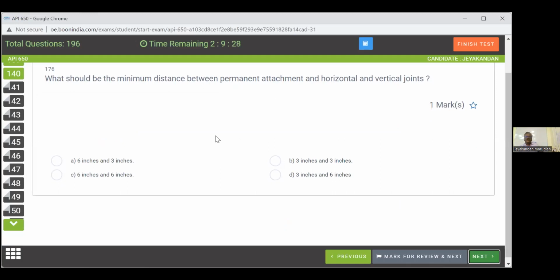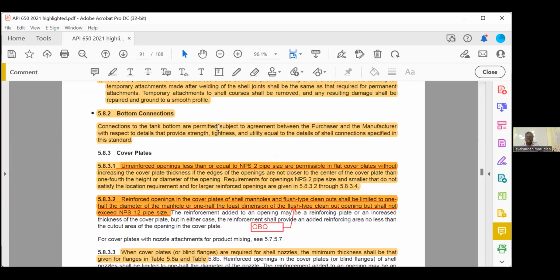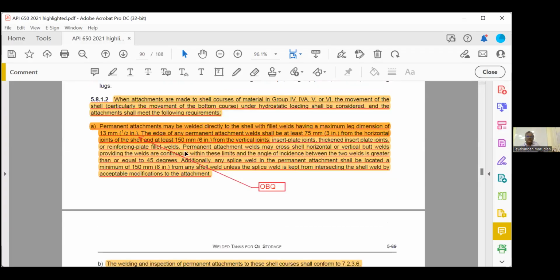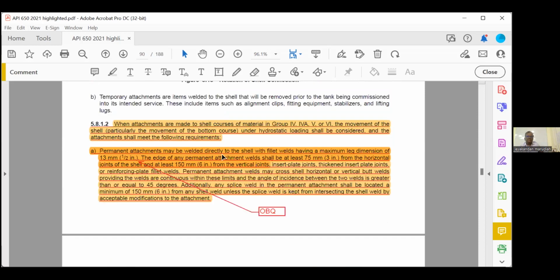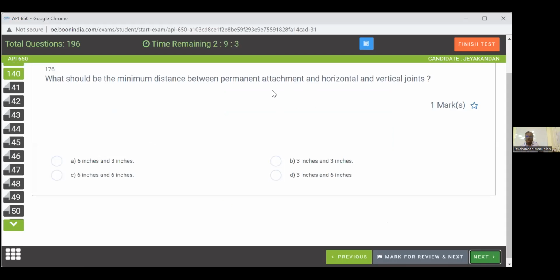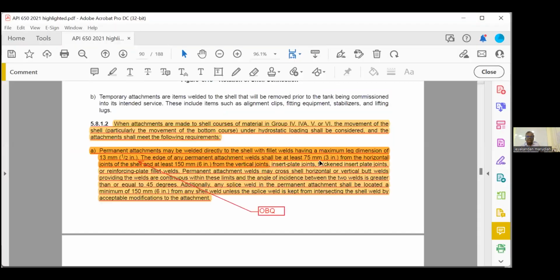Minimum distance between permanent attachments, horizontal and vertical. So for horizontal, the same permanent attachment section you have to read. It is 3 and 6 inch. Here it is given. See 5.8.1.2A. Permanent attachments may be welded directly to the shell, maximum leg dimension of 13 mm. The edge of any permanent attachment is 3 inch from the horizontal, 6 inch from the vertical. So horizontal and vertical, 3 inch and 6 inch.